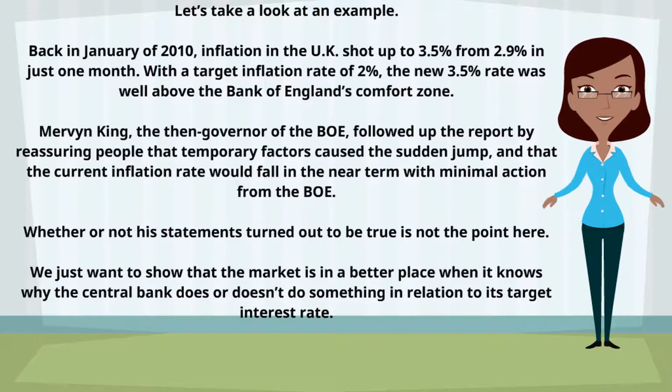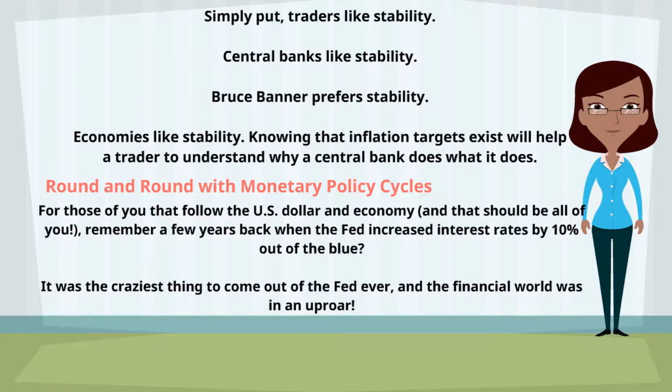Simply put, traders like stability. Central banks like stability. Bruce Banner prefers stability. Economies like stability. Knowing that inflation targets exist will help a trader to understand why a central bank does what it does. Round and round with monetary policy cycles.